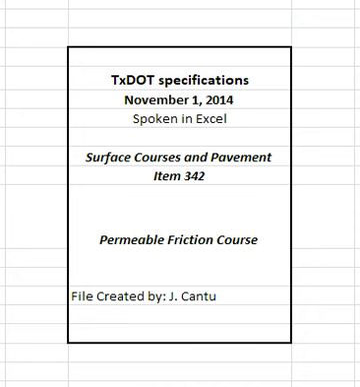Item 342. Permeable friction course. 1. Description. Construct a hot mix asphalt, HMA, surface course composed of a compacted permeable mixture of aggregate, asphalt binder, and additives mixed hot in a mixing plant.